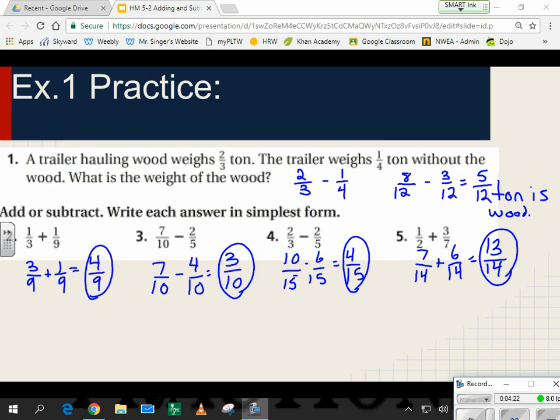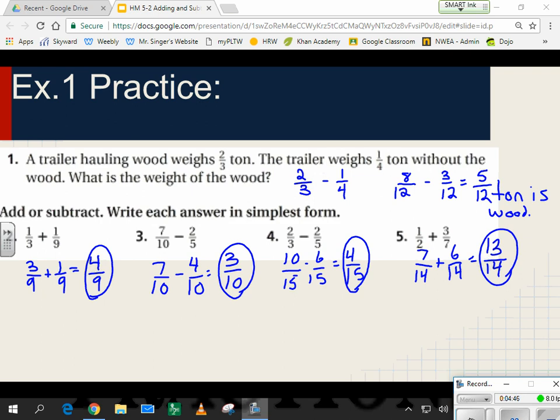Here are the answers you should have received by doing the work. So the word problem 1, we knew that the wood and the trailer was 2/3 ton. When you look at just the weight of the trailer, it was 1/4, so we had to subtract away. Common denominator, least common denominator I found was 12. So then I just changed the numerators equally.